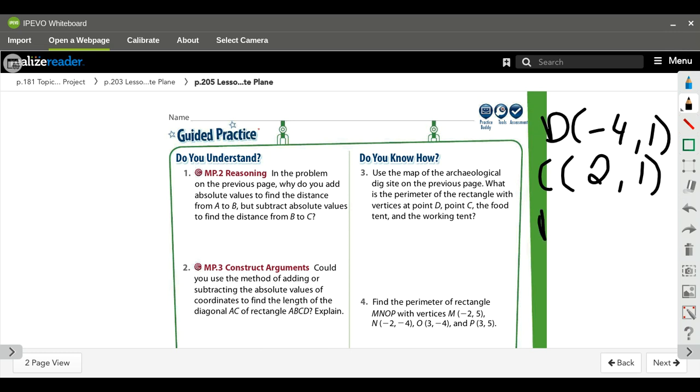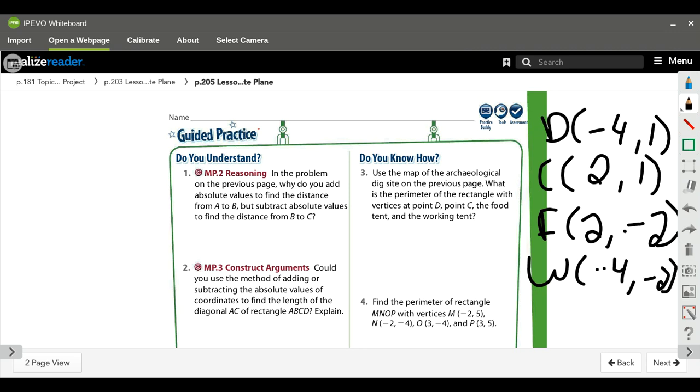The food tent, so I'm just going to mark that with an F for right now. The food tent is going to be 2, and then looks like -2. And then the working tent, which I'm just going to mark with a W, is going to be -4, -2. So again, I'm going to use this to find my perimeter. I'm going to start with going across. I'm going to do my line segment DC. And I really just need to find 2 of these. And then once I find 2 of these, I can plug in the perimeter.